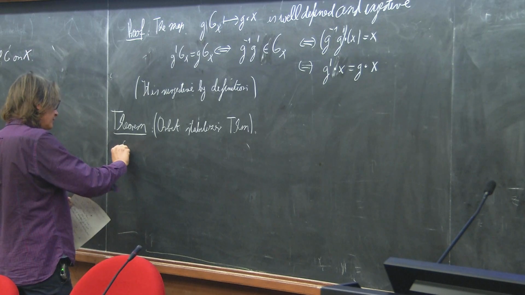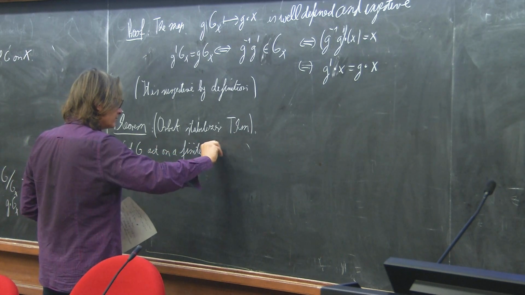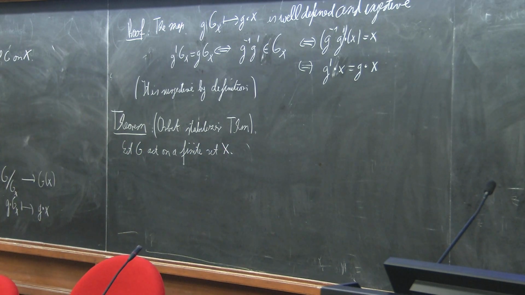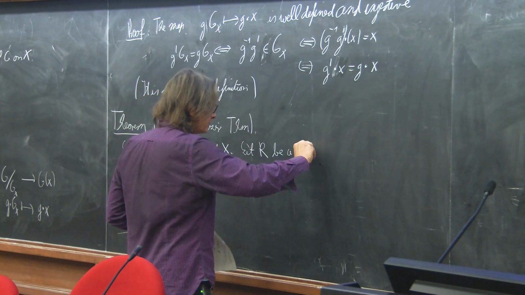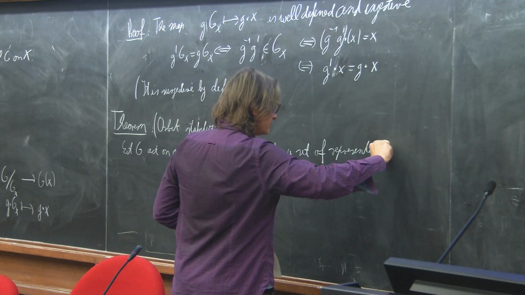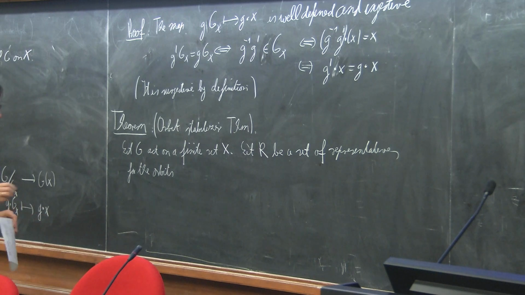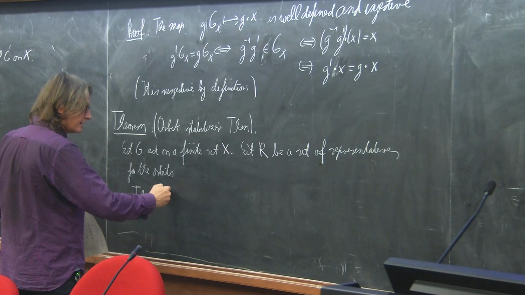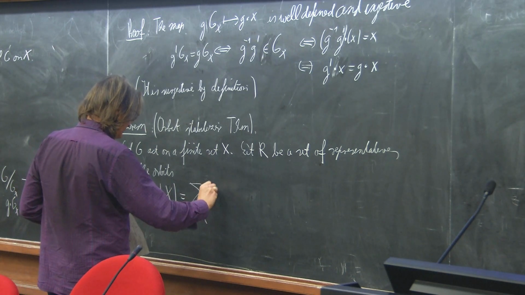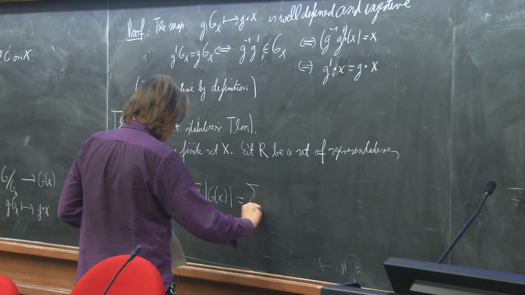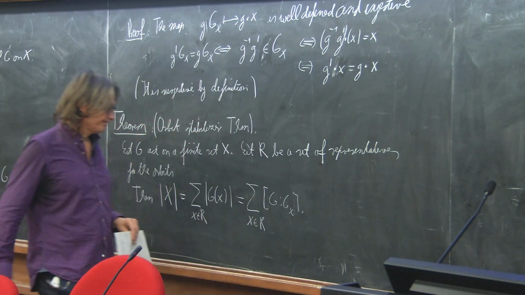So let a group G act on a finite set X. So we take a set R of representatives for the orbits, so a set which contains one element from every orbit. Then the number of elements in X can be written as the sum over all x in R of the number of elements in the orbit, which is the same as the sum over all x in R of the index of Gx in G. Okay.